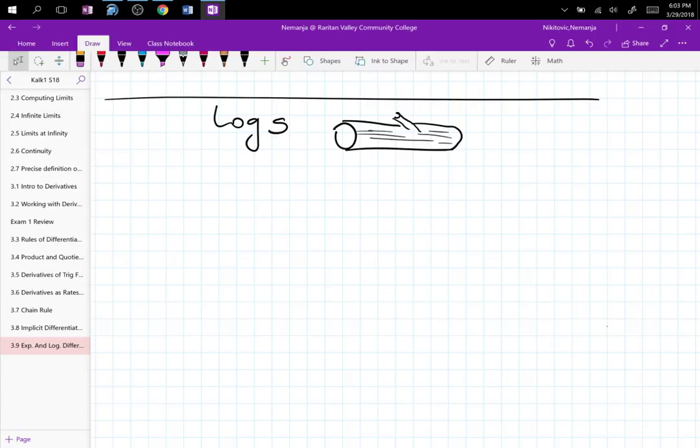So I have to go through the entire spiel on logs because you guys in Calc 1 tend to be not too familiar with this stuff, even though this is pre-Calc 1. So I'll start at the beginning, review everything, and then we'll do the calculus portion of it. Fair? So let's start first with some cool stuff.